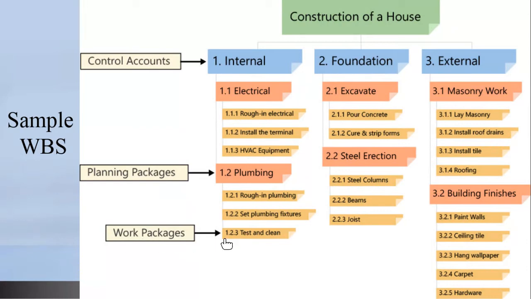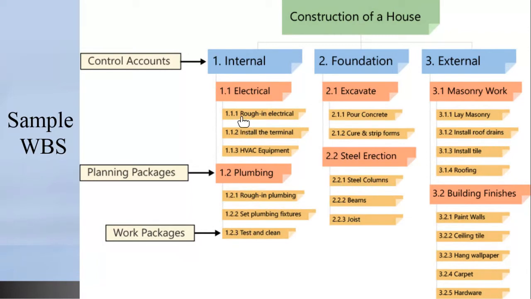In the work package, the objective is to be able to fully flesh out the activities to be done. They must be finite in a sense that you can't break them down any further. Why you don't want to break them down any further is because you can cost them, because you know how long they're going to take, and because you can assign resources to them. So in the case of internal, we have further broken it down into electrical and plumbing. So these are your two planning packages.